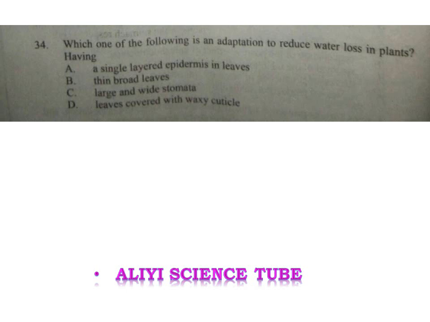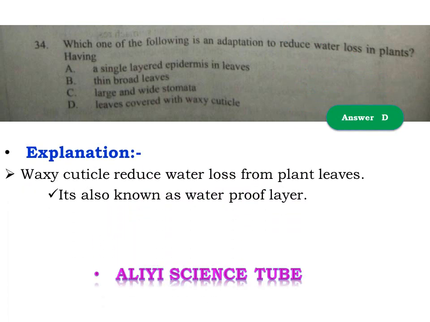So the answer is D, leaves covered with waxy cuticle. Let us see the explanation. Waxy cuticle reduces water loss from the plant leaf. It is also known as the waterproof layer. So the answer is correctly D.